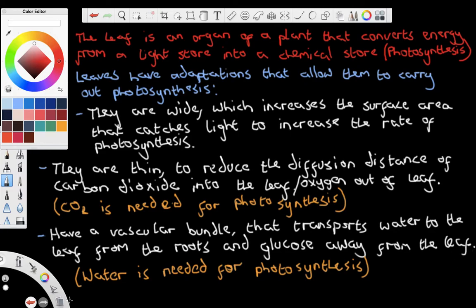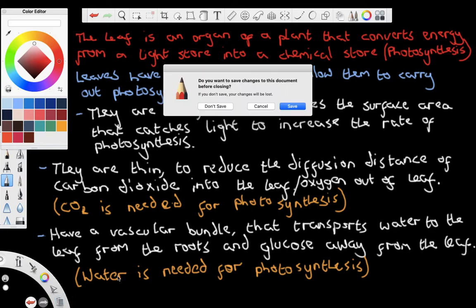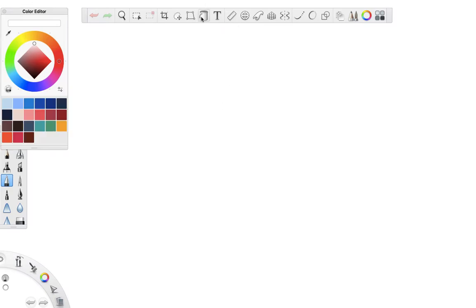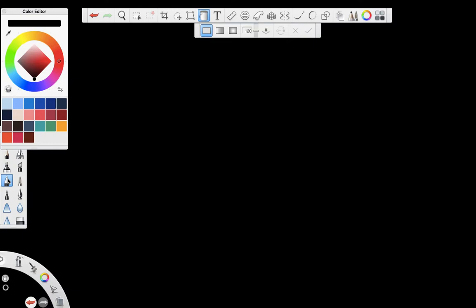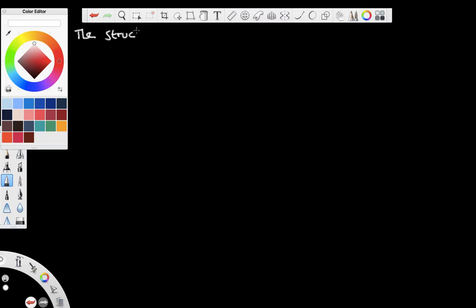So, let's have a look at the general structure of a leaf. So, put the subheading please in your books. The structure of a leaf.